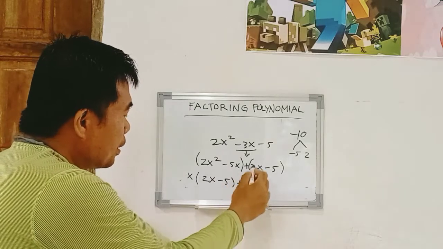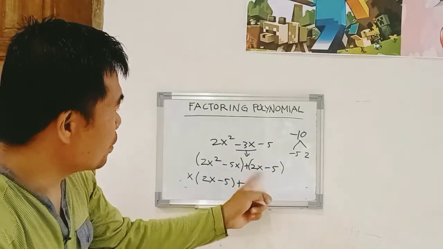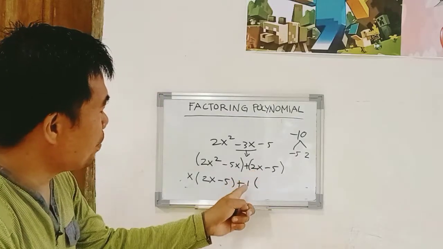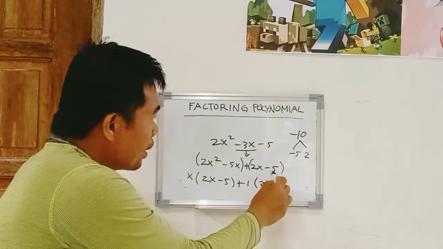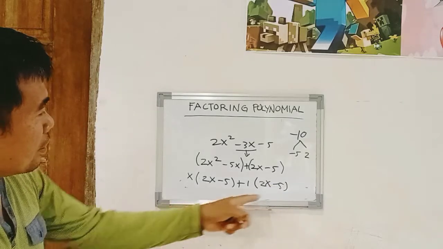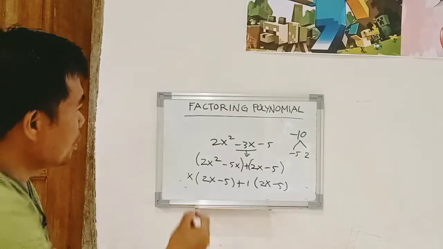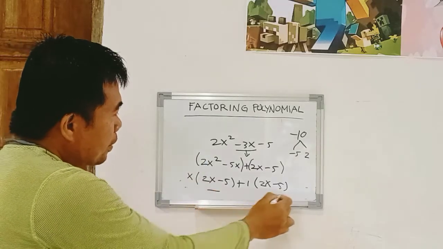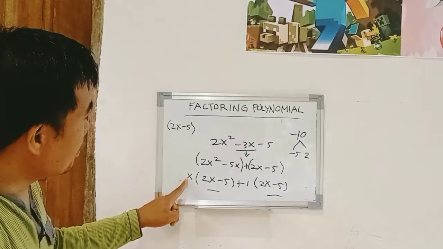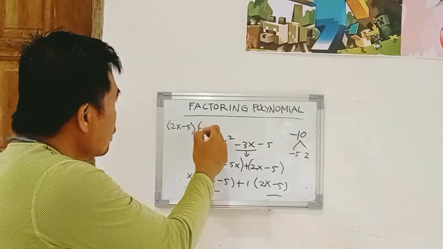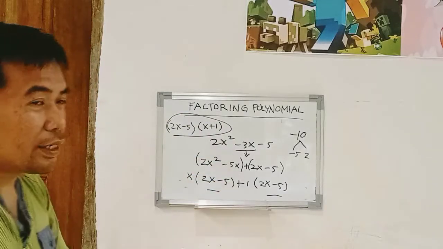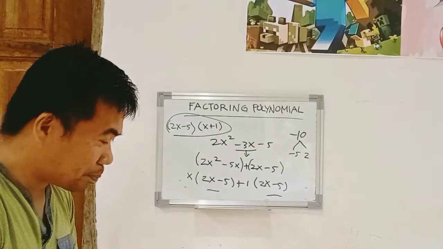Then the second group, the common factor here is 1. So 2x divided by 1 is 2x, and negative 5 divided by 1 is negative 5. So notice that there is a common factor of 2x minus 5 here and here. So 2x minus 5, and this factor x plus 1. So this is the factored form for 2x squared minus 3x minus 5.